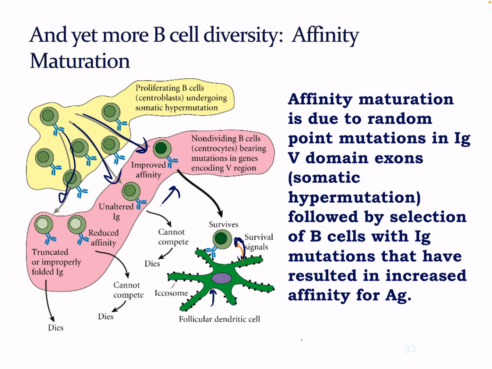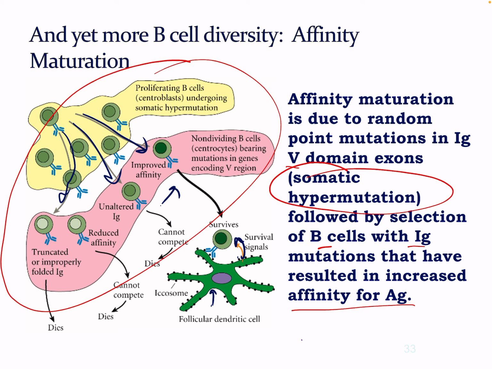So affinity maturation is due to the random point mutations in immunoglobulin variable domain exons, again through somatic hypermutation, followed by selection of B cells with immunoglobulin mutations that result in increased affinity for antigen. So again, here's kind of like a funnel. A lot go in, and then only one was chosen. So this one had the strongest affinity, and therefore it survives, receives the survival signals, and this is the one that will bind to our follicular dendritic cells and then develop.